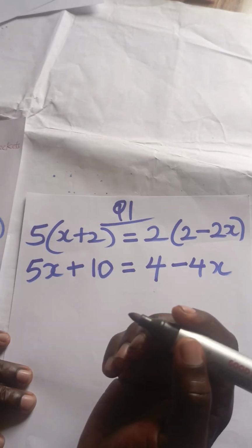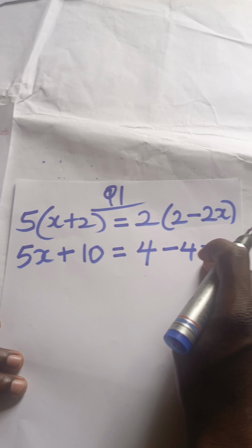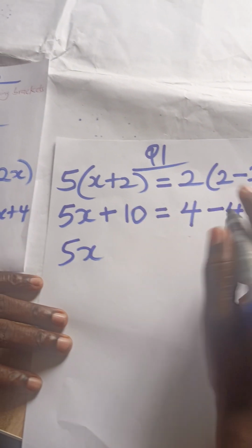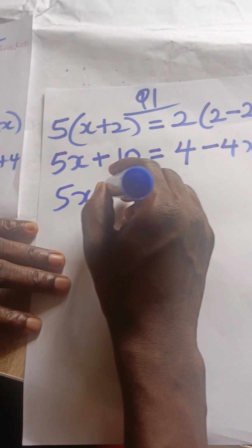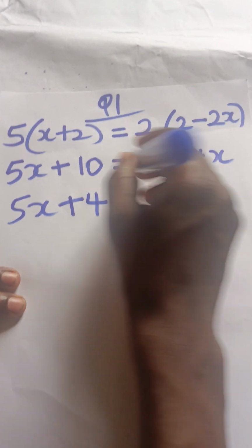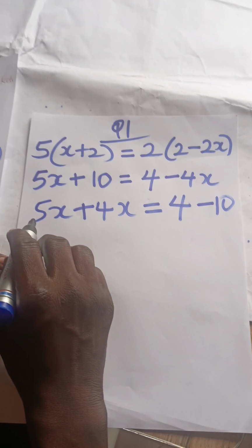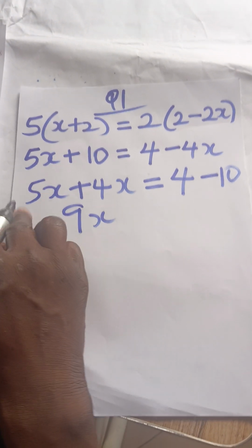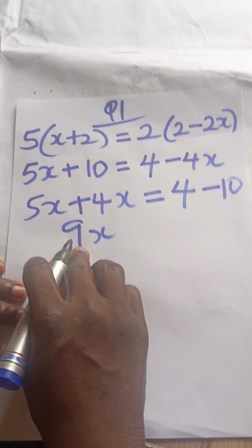So here we group like terms. So 5x and this 4x are like terms. Now this is negative 4x, so it is going to cross the equal sign. So it becomes positive 4x. Then you bring your equal sign like this. Now you let the 4 stay. Then you bring the 10. The 10 is positive, so it becomes negative. So here we are going to have 5 plus 4, and 5 plus 4 is equal to 9. Then you bring your x.